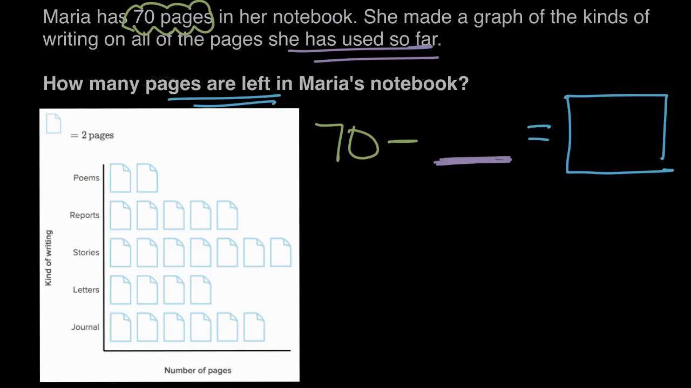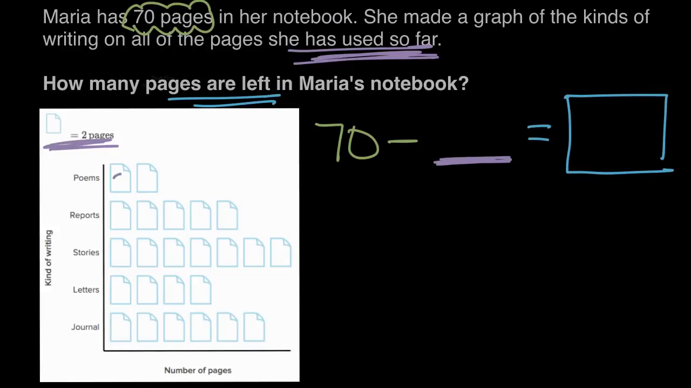So the question here is, how many has she used so far? Well, we don't know exactly, but we have this picture graph that will help us find that answer. So, super important on the picture graph, first is right here. It tells us that each of these pieces of paper represents 2 pages in Maria's notebook.